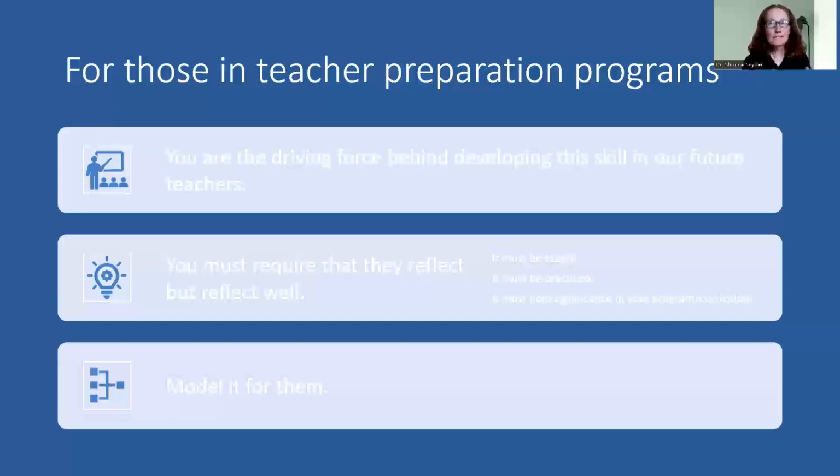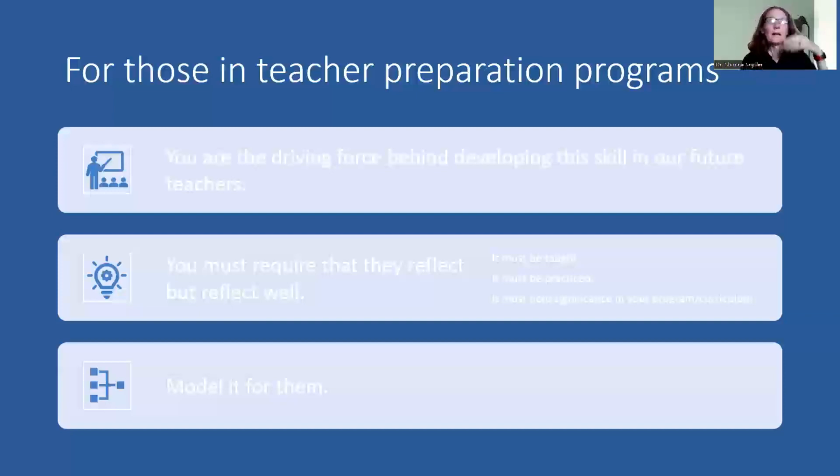We have to teach them how to reflect well. It must be taught. For most of our undergraduate students, this is not a behavior, a skill that they will just automatically do. It must be taught. We have to teach them how to reflect. We have to make them practice, all right? It has to hold some significance in your program, meaning there is some consequence attached to it.